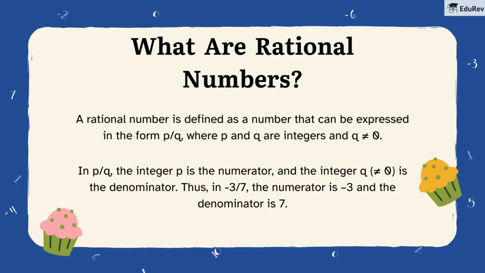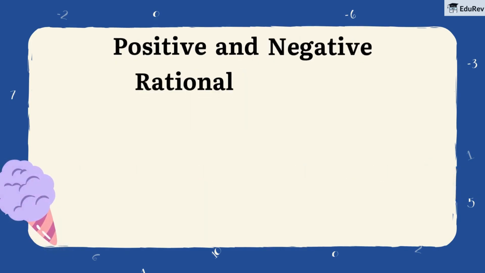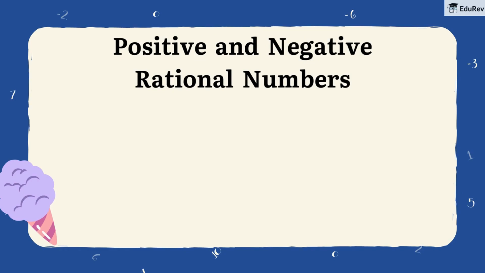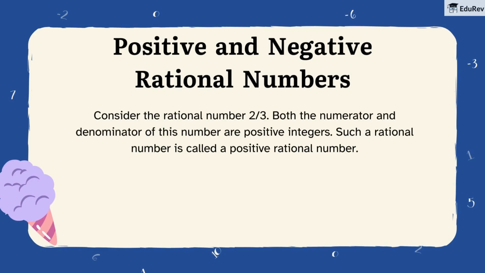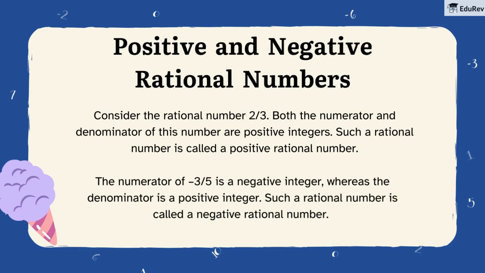Do you know, even rational numbers can be positive and negative? Consider the rational number 2 upon 3. Both the numerator and denominator of this number are positive integers. Such a rational number is called a positive rational number. The numerator of minus 3/5 is a negative integer, whereas the denominator is a positive integer. Such a rational number is called a negative rational number.